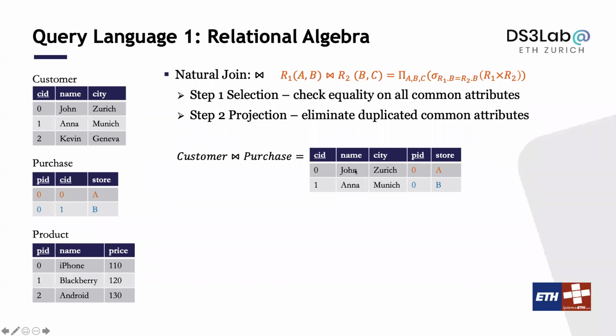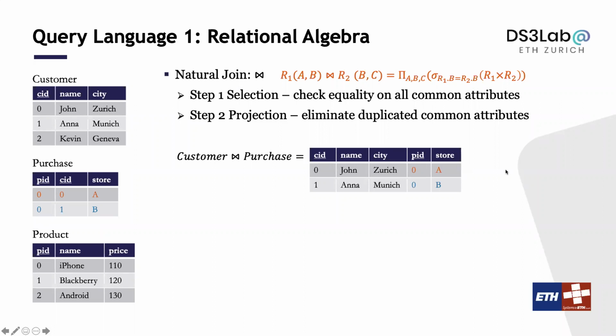So I have this 0, John, Zurich, 0, A. The first tuple comes from here. Okay, makes sense? And then I go to the second tuple here, and I try to find another tuple in the purchase relation sharing the same value on customer ID. Here, I'm also going to find it, right? That's a blue tuple, they share the same customer ID equals 1. And then I go to the third tuple, and ask is there any tuple in the purchase relation with CID equals 2? I cannot find it, so it's not going to be in the result.